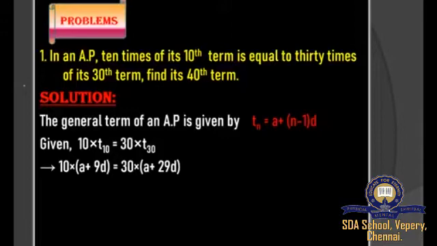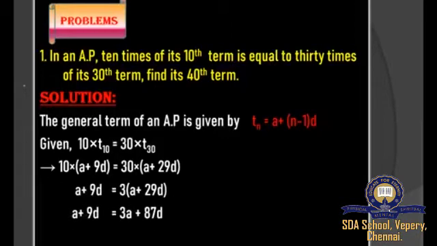Here I am going to just solve it. Now what will happen if I bring this 10 to the other side? It will become 30 divided by 10, right? So after cancelling 30 and 10, I will be left with 3, right? So A plus 9D is equal to 3 into (A plus 29D).